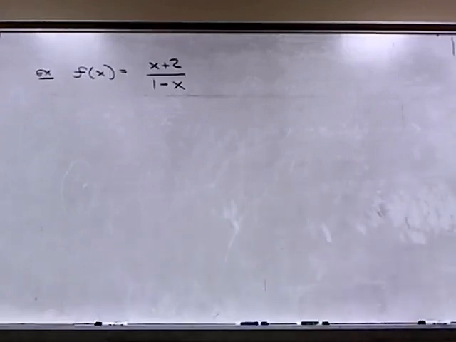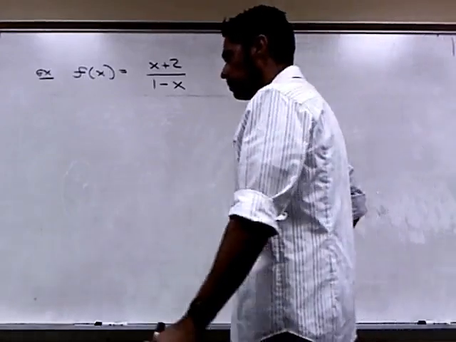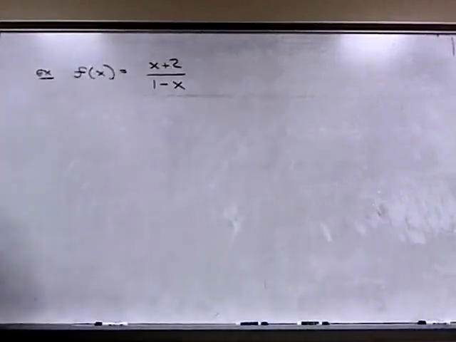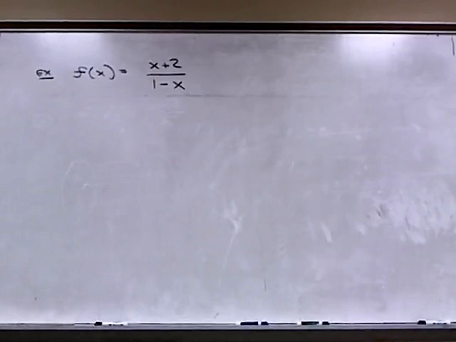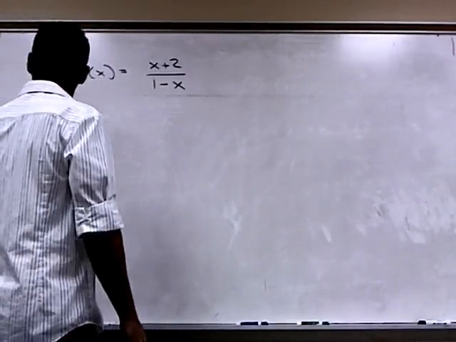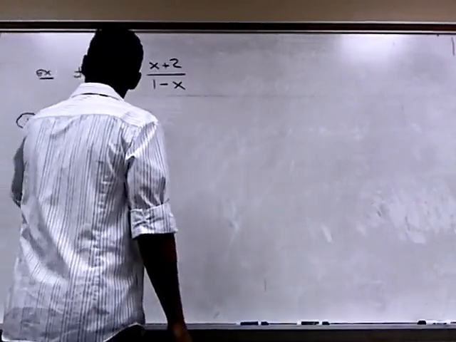What's the difference between this one and the one that I did before? x is in both the top and the bottom, right? The last one was 12 over something with x. So, first step. Replace f of x with y.